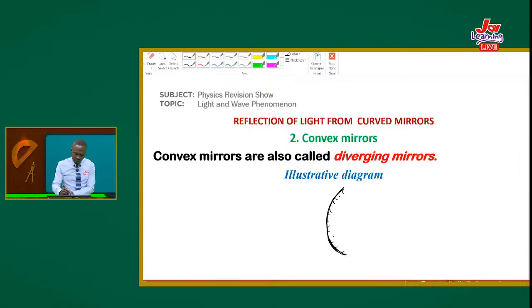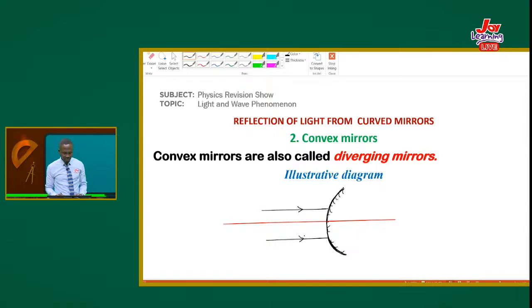Now I will still have the principal axis. So this one too, principal axis, synonymous to the normal, an imaginary line that goes through like that. The pole of the mirror is somewhere here. If I have light rays that are parallel to the principal axis, so this way, and maybe this way, also here, when they are incident on the mirror surface, what happens?